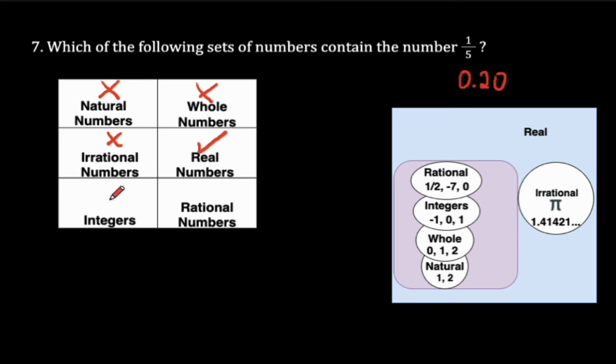Is 1/5 an integer? Take a look. Integers do not contain any decimals or fractions. So 1/5 is certainly not an integer. And what about a rational number? Is 1/5 a rational number? Taking a look, it is a ratio, or a fraction. So this is the correct choice as well. So that means that 1/5 is a real number as well as a rational number.